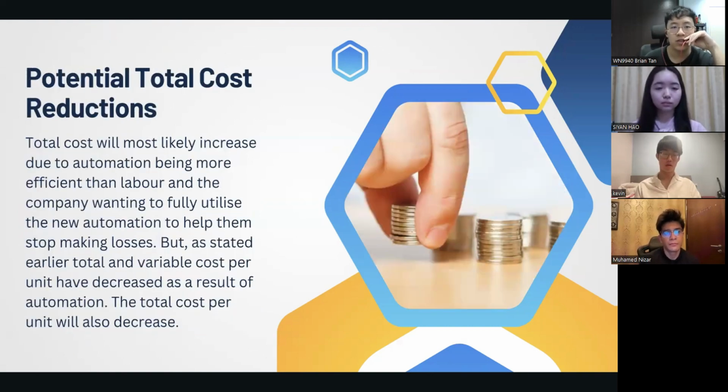Potential total cost reductions. Total costs will most likely increase due to automation being more efficient than labor and the company wanting to fully utilize the new automation to help them stop making losses. But as stated earlier, total and variable cost per unit have decreased as a result of automation. The total cost per unit overall will also decrease. Next slide, please.